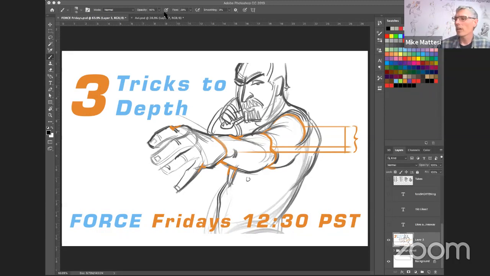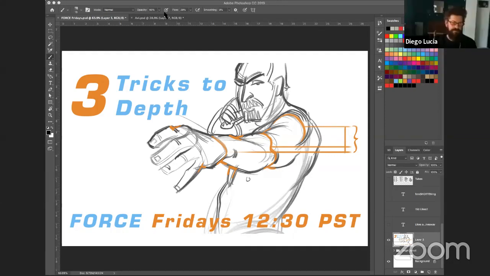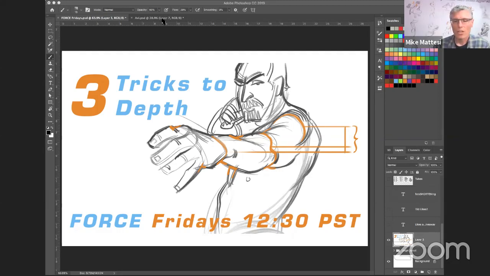Today we're going to talk about different tricks to create depth on the page. This is a really powerful tool, right? The idea of creating depth on the piece of paper, right?